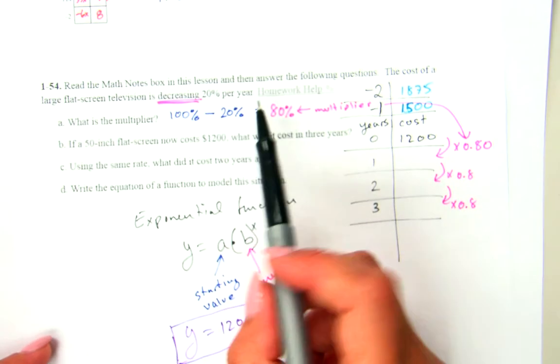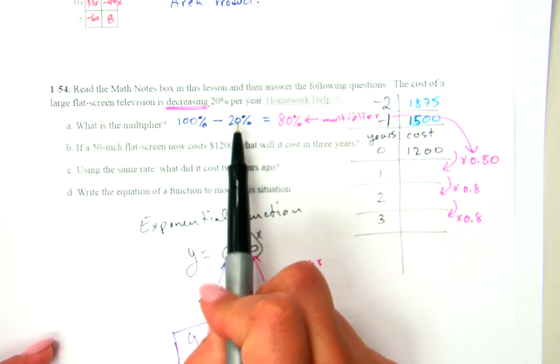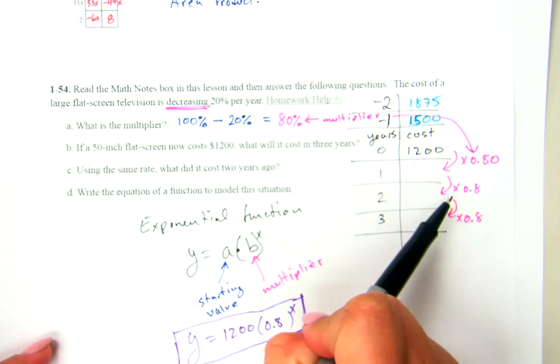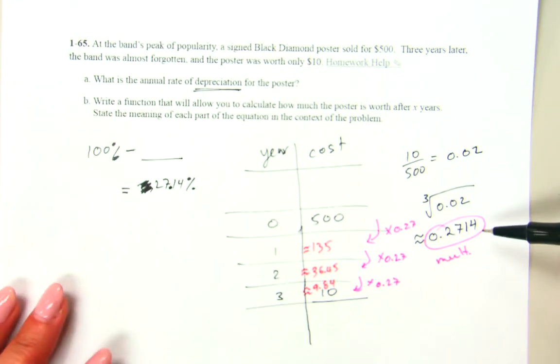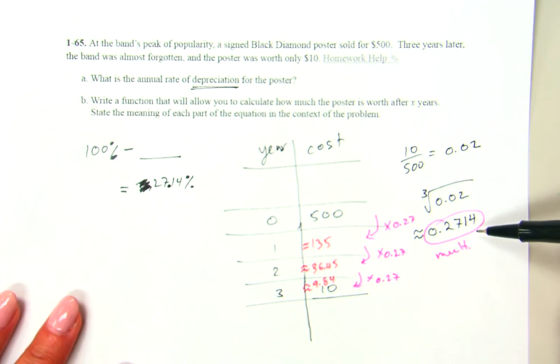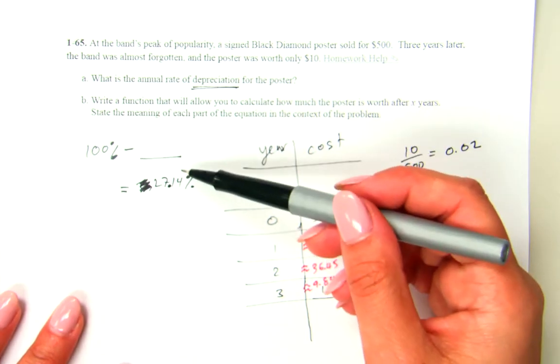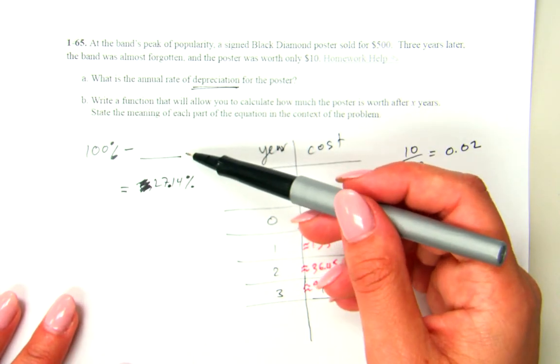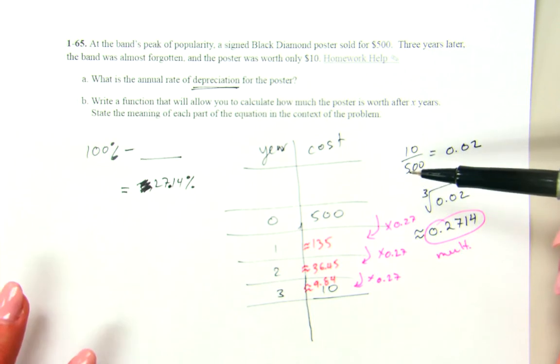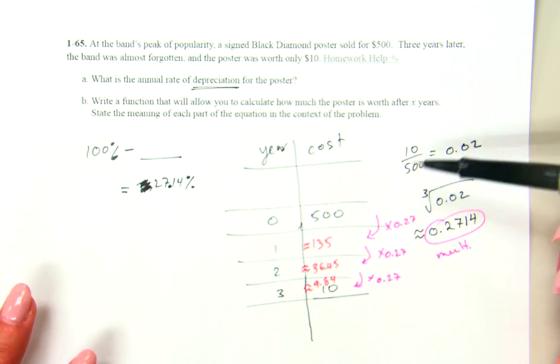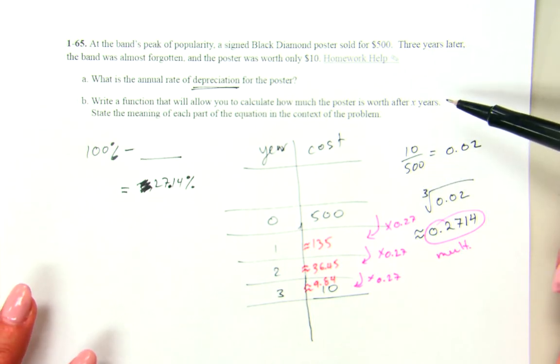Just like in the previous problem on number 54, our depreciation was 20%, but that's not what we multiplied by. We had to take it away from 100. So if our multiplier here is 0.27, then our depreciation had to be something else. Now it says, write a function that will allow you to calculate how much the poster is worth after X number of years. State the meaning of each part of the equation in the context of the problem.